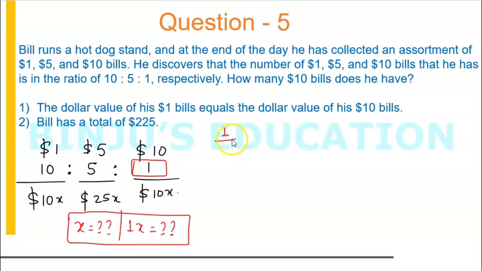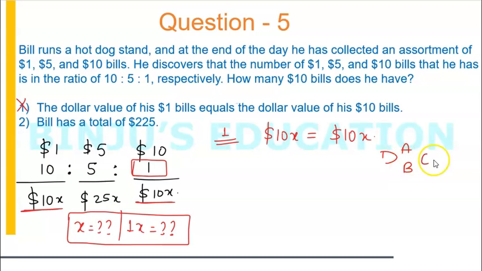Okay, statement number 1. The dollar value of his $1 bills is $10x, equal to the dollar value of his $10 bills, which is also 10x, and this is something that we already know, right? This is $10x, this is also $10x. So statement 1 does not provide us with any extra piece of information which can help us in finding out the answer. So 1 alone will definitely not give us the solution, which means A is out, which means D is out.